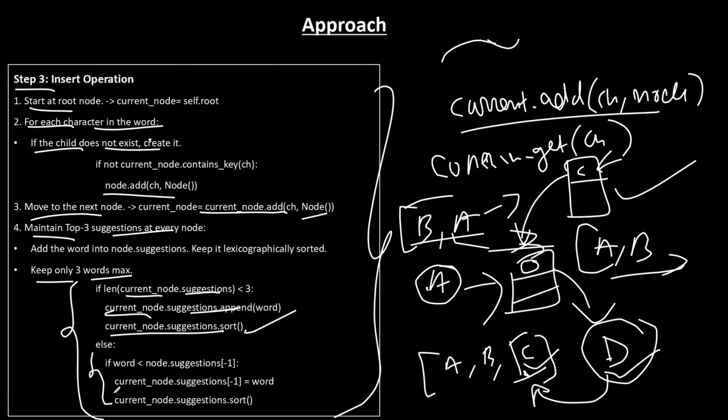And in the else case, this is the scenario: if the word is less than the node's last word, if it is smaller, we will just replace the word and sort it again. The same reason as before, we will sort it again and then move ahead.